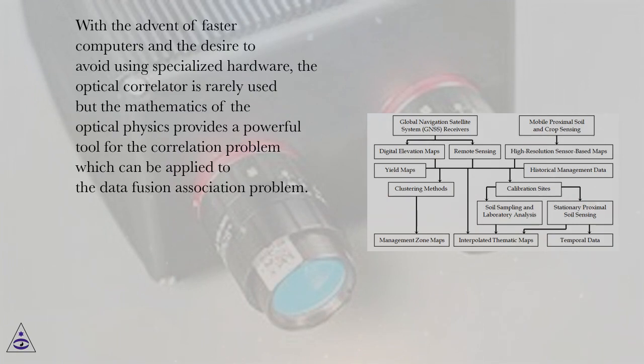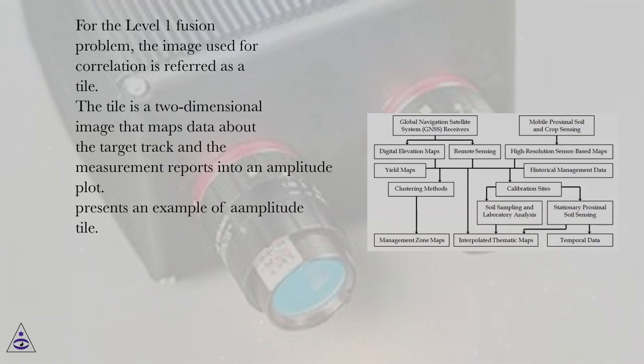With the advent of faster computers and the desire to avoid using specialized hardware, the optical correlator is rarely used, but the mathematics of the optical physics provides a powerful tool for the correlation problem, which can be applied to the data fusion association problem. For the level 1 fusion problem, the image used for correlation is referred to as a tile. The tile is a two-dimensional image that maps data about the target track and the measurement reports into an amplitude plot. The figure presents an example of an amplitude tile.